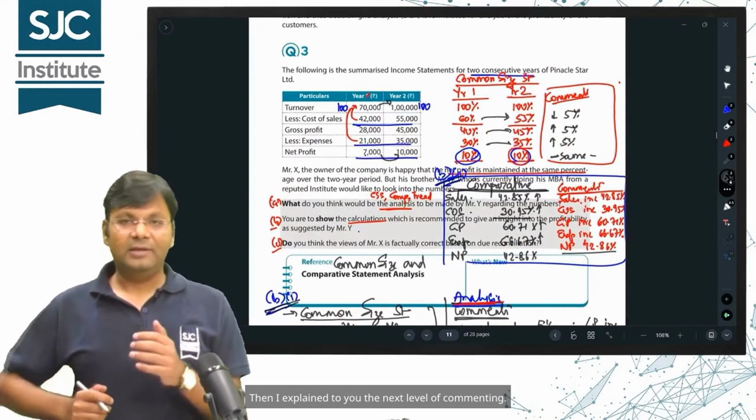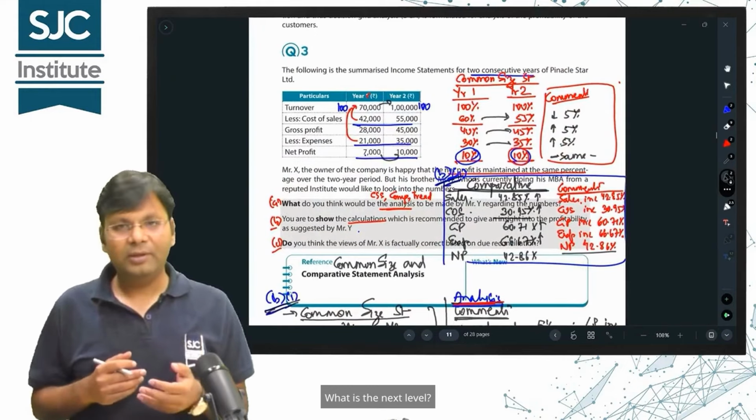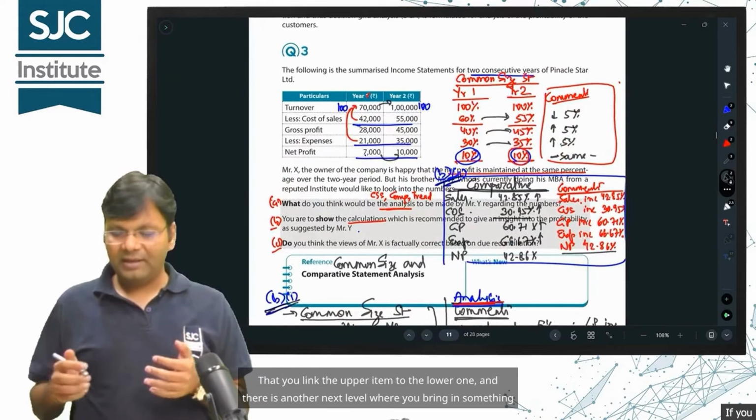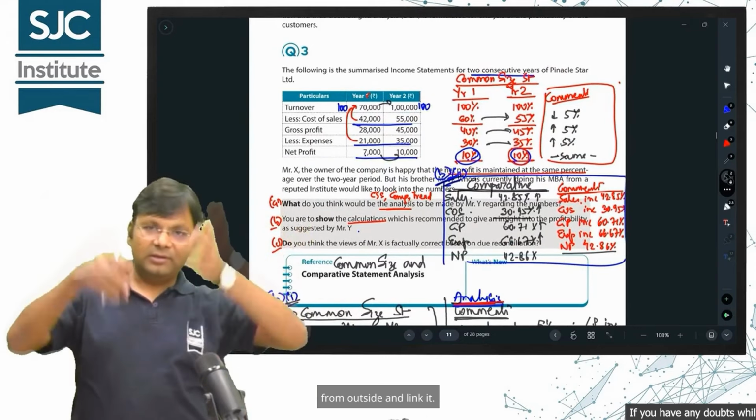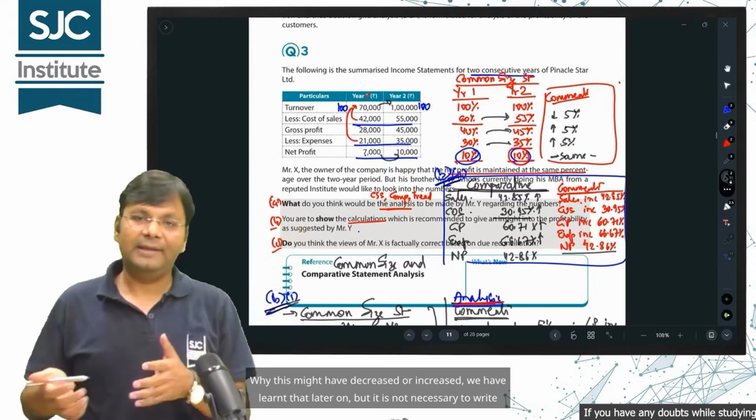Then I explained to you the next level of commenting. What is the next level? That you link the upper item to the lower one, and there is another next level where you bring in something from outside and link it. Why this might have decreased or increased, we have learned that later on, but it is not necessary to write that every time. Even if you just write the basic increase or decrease, that is also fine.